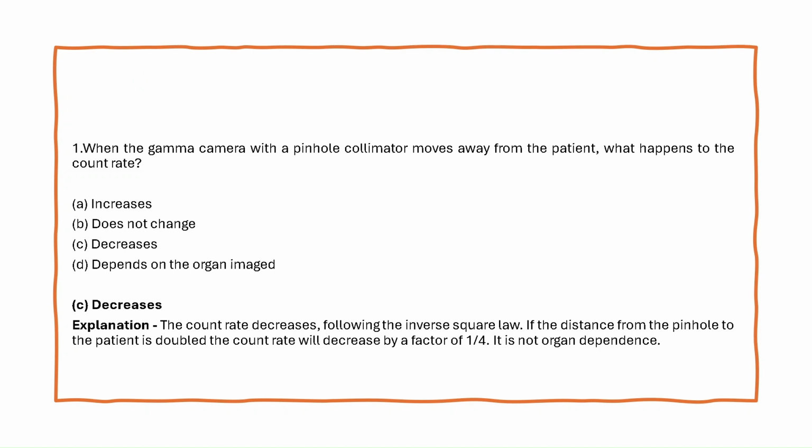So when a gamma camera with a pinhole collimator moves away from the patient, what happens to the count rate? As the camera moves away from the patient, the count rate will decrease, and for a pinhole collimator it will follow an inverse square law. So if the patient distance is doubled, the count rate will be decreased by a factor of 1/4. It is not organ dependent. Next question.